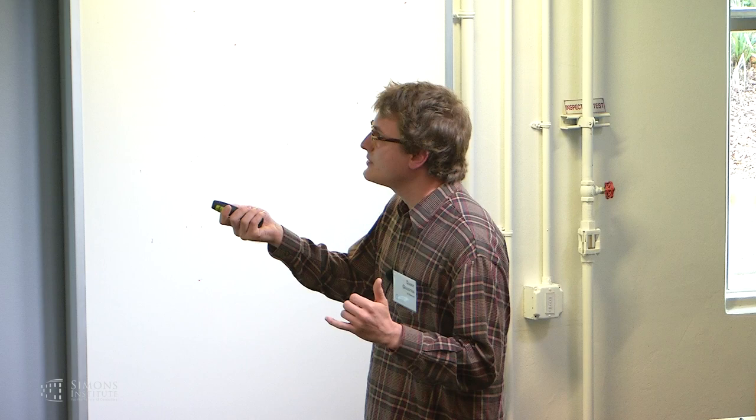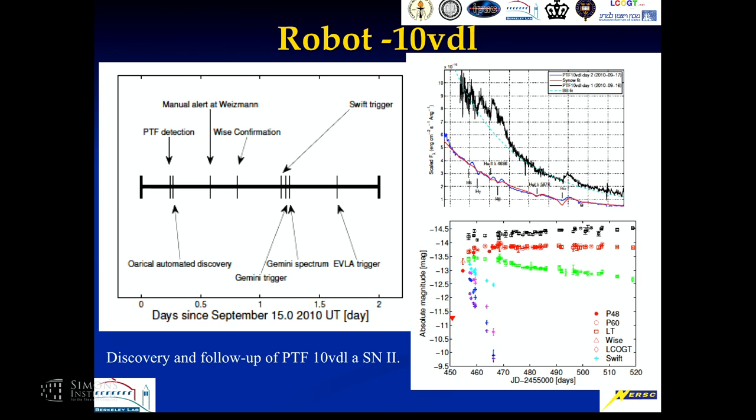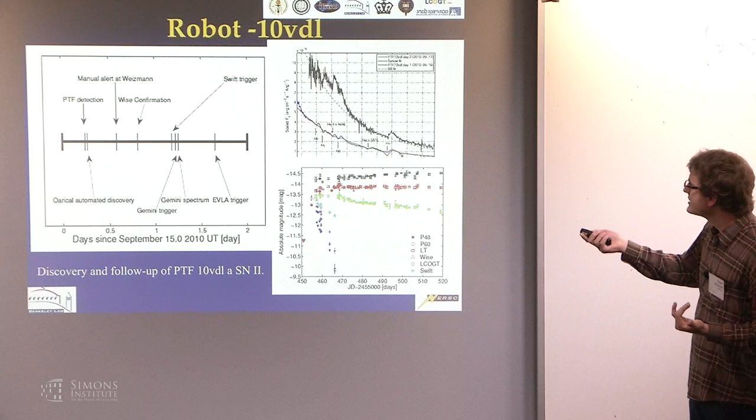Basically, mere hours after the first detection of this supernova, it had been passed through the Oracle automated robot that classified the light curves and filtered away the chaff of all the other detections that were being generated by the survey. And just a couple of hours later, people had already reacted to the discovery of this object. And a manual alert was issued at the Weizmann Institute, a collaborating institution of the survey.